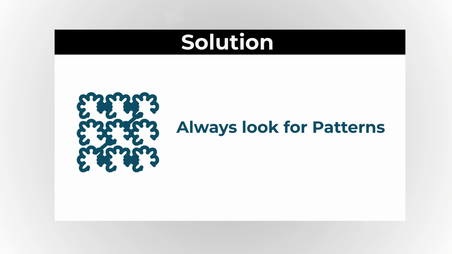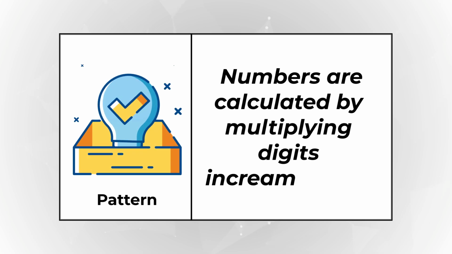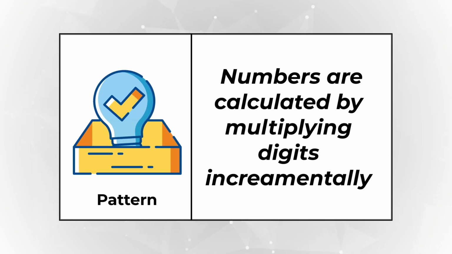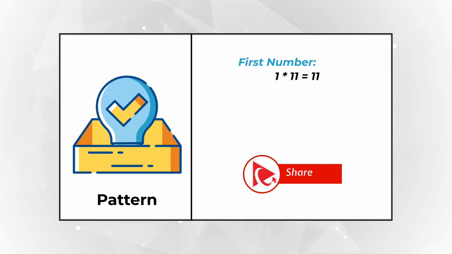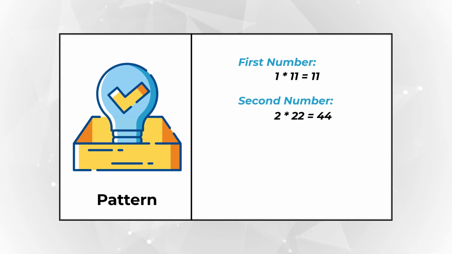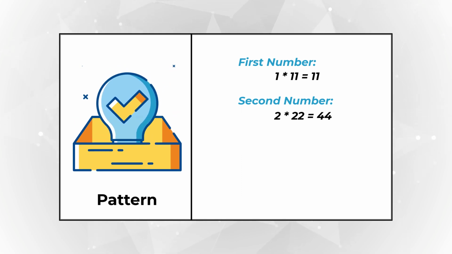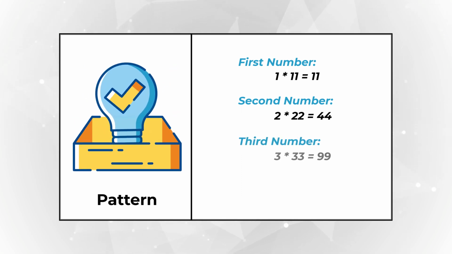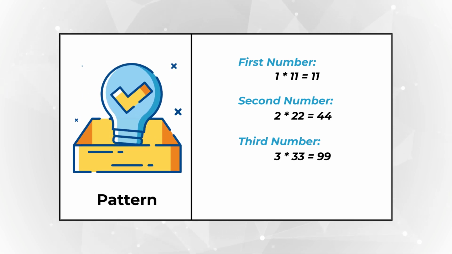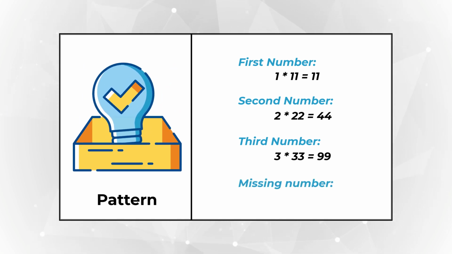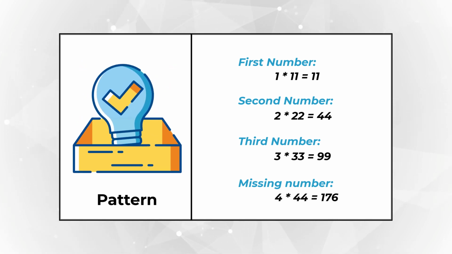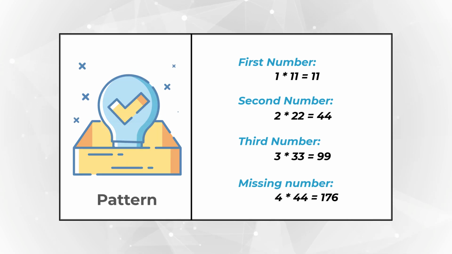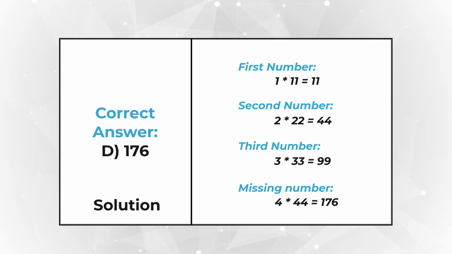Let's look at the pattern for this particular question. The way first 3 numbers are calculated is by multiplying the single digits incrementally. For example, the first number is 1 multiplied by 11, which is 11. The second number is 2 multiplied by 22, which equals 44. The third number is 3 multiplied by 33, which equals 99. So the missing number can be calculated as 4 multiplied by 44, which equals 176. So the correct choice here is choice D, 176.